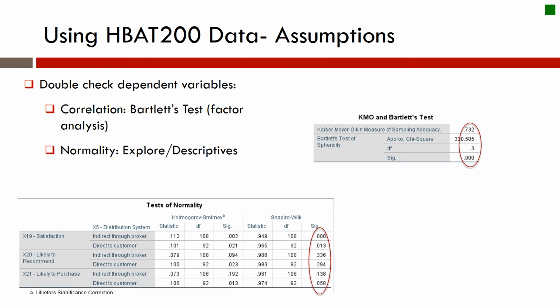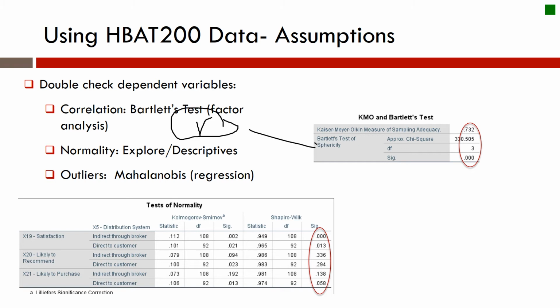Again, double checking the assumptions. I don't have linearity here, but we can do a scatter plot for each of the relationships among the three dependent variables, and we can eyeball this and see whether linearity is confirmed. We can also look at the R, and a correlation matrix would be good to do. We could also confirm that with the Bartlett's test, and then also test for normality, which we would typically run through explore and descriptives, and look for outliers.